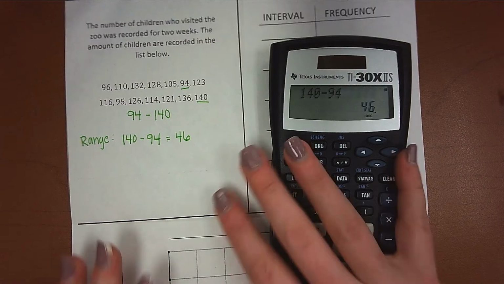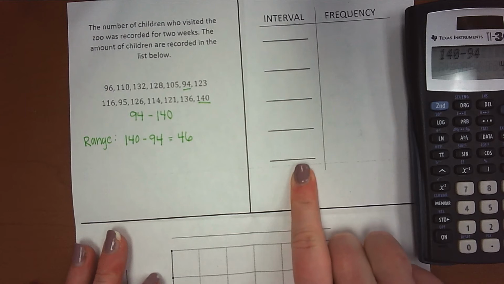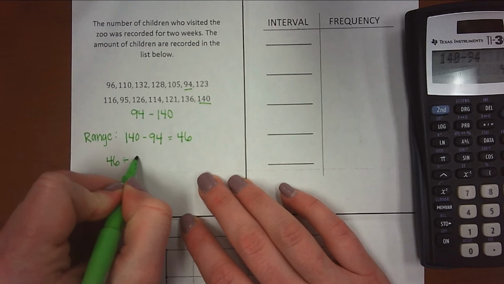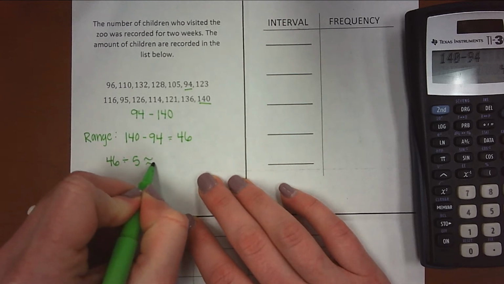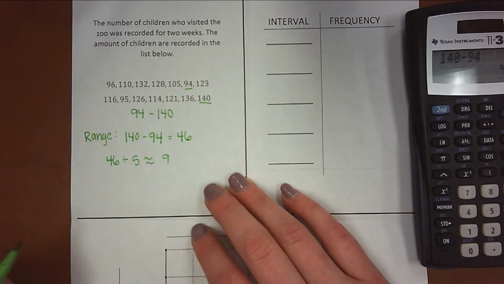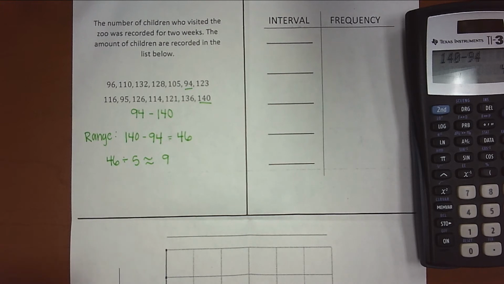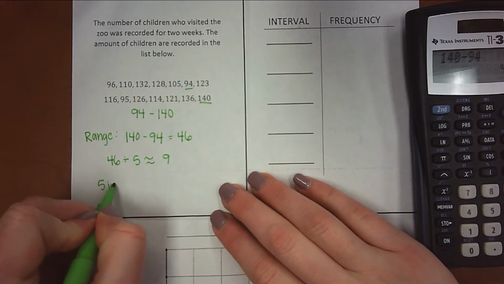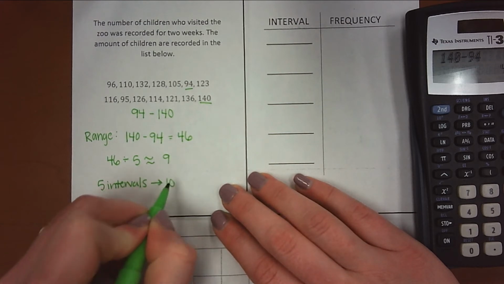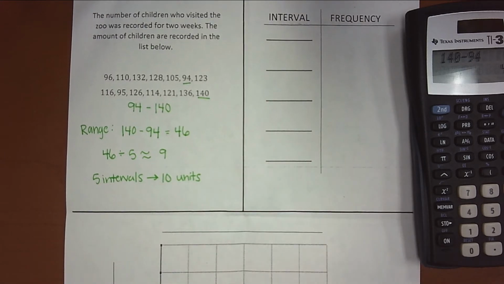And if I'm going to make 1, 2, 3, 4, 5 intervals, that's what's shown in my table here. If I'm going to do 5 intervals, 46 divided by 5 is about, I would say, 9. To make this a little easier on myself, a close number to 9 is 10, so I'm actually going to do 5 intervals that are 10 units, just because 10 is a little bit more round number.